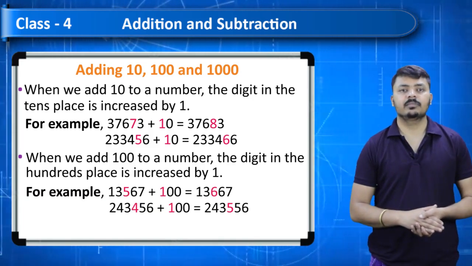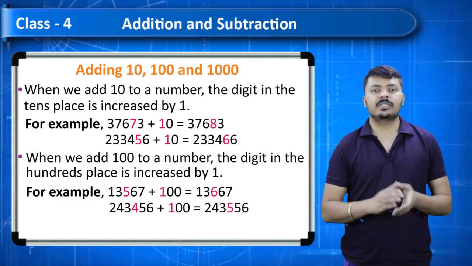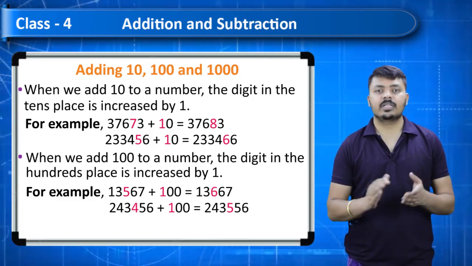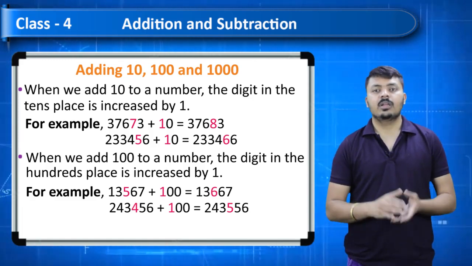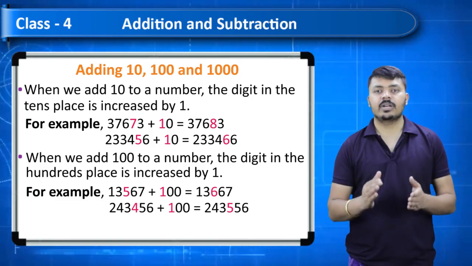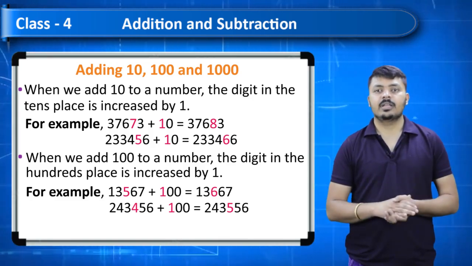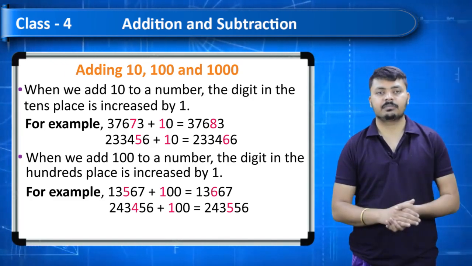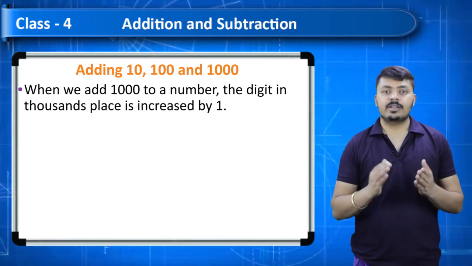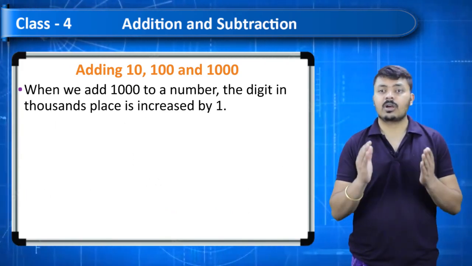When we add 100 to a number, the digit in the hundreds place is increased by 1. For example, 13,567 plus 100 is equal to 13,667. 2,43,456 plus 100 is equal to 2,43,556.